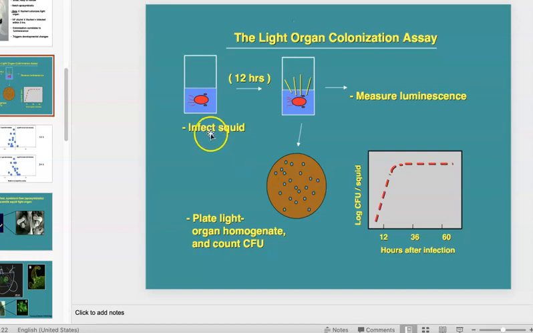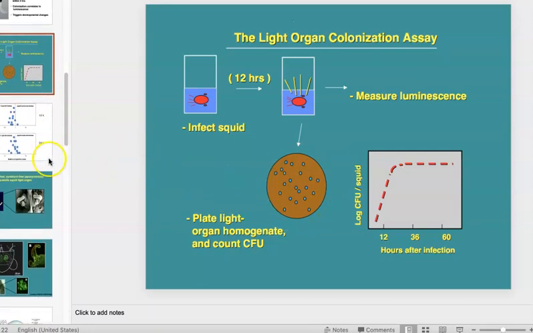And you can do other fun things like compete them. So you can infect squid with a mutant and the normal wild type strain together in the same seawater, let them colonize for a while, and then plate them out. And then I can count the ratio of mutant to wild type in this mixture. And one of the ways we do that is we can tag the mutants with an antibiotic, for example.